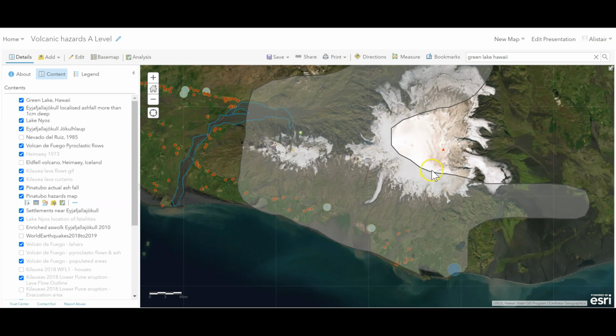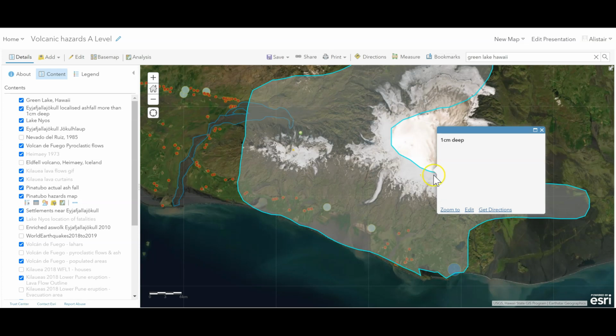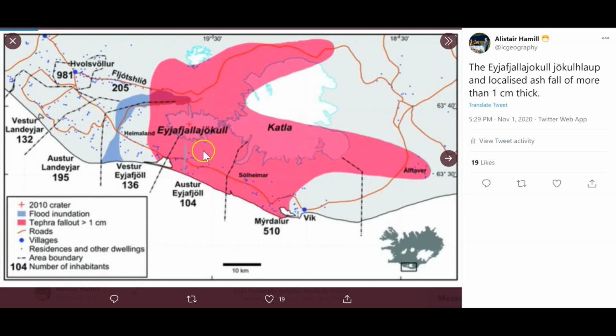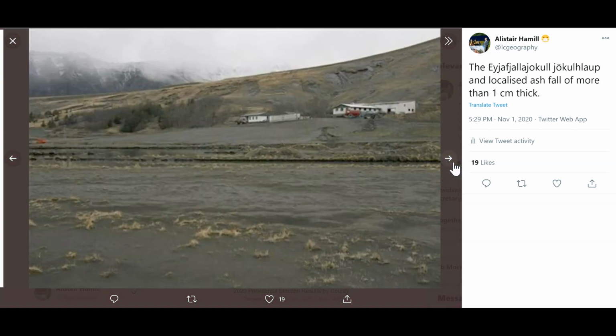So let's take a wee look at what this actually looked like and what the implications of this ash would be. So there's just another map showing that rough area of where it is. There's Vik down there, and there's the Eyjafjallajökull and Katla. There's the area being affected. But what did it look like?